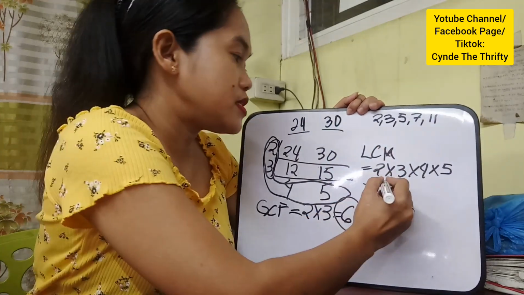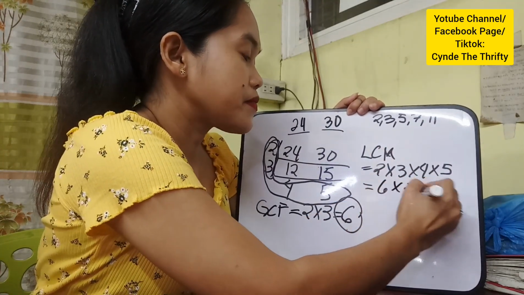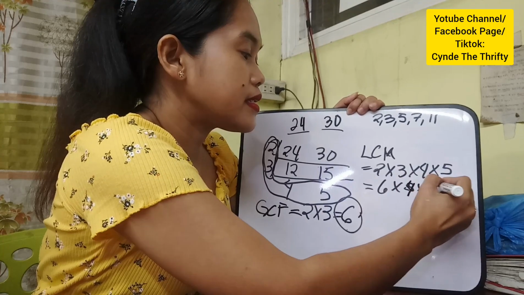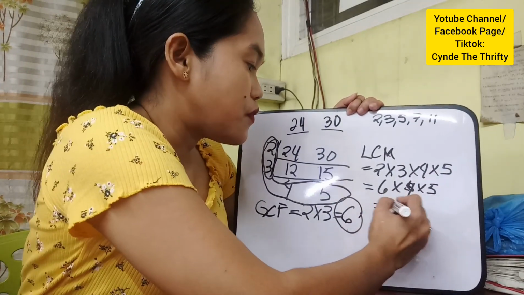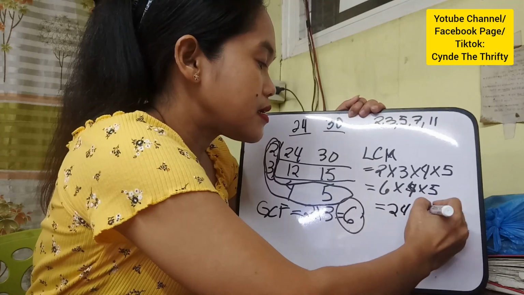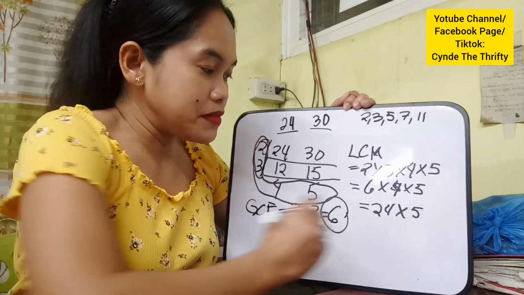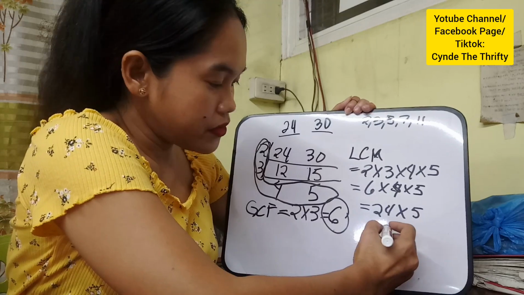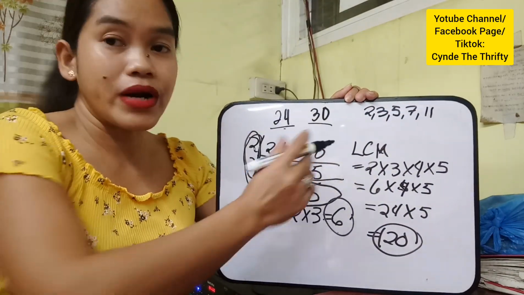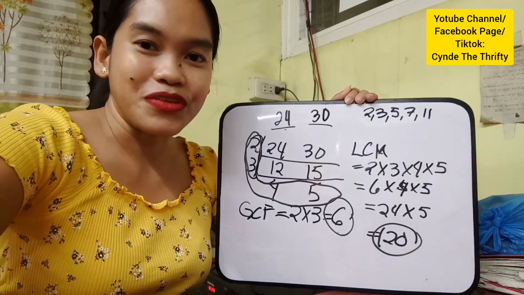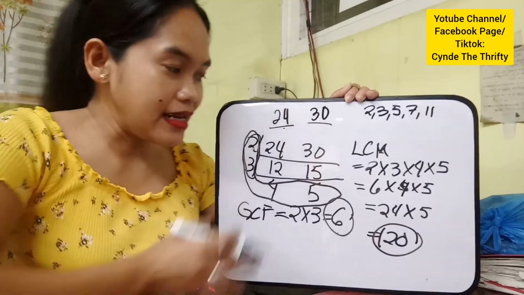2 times 3 is equal to 6, times 4, times 5. So, 6 times 4 is equal to 24. 24 times 5 is equal to 120. So, ibig sabihin, ano yung LCM ni 24 at ni 30? 120. O, di ba, napakadali lang kunin.